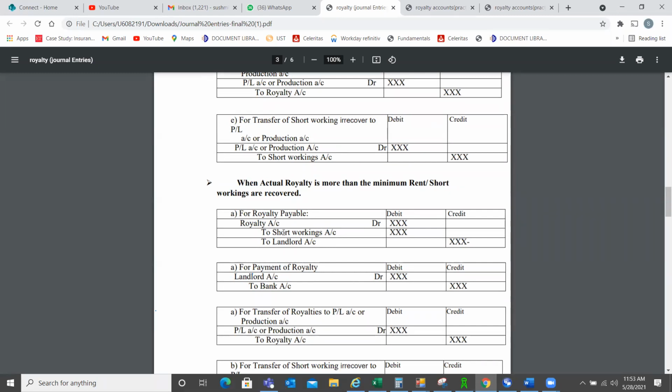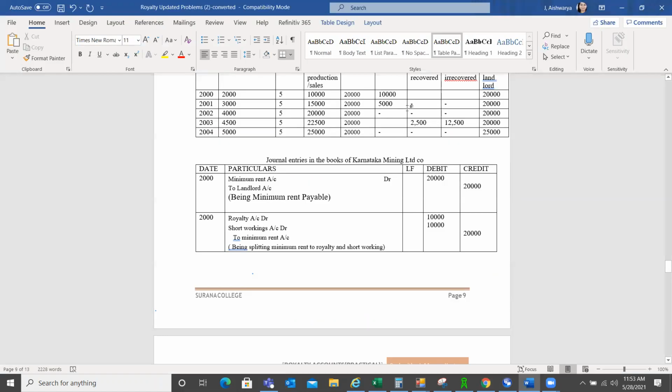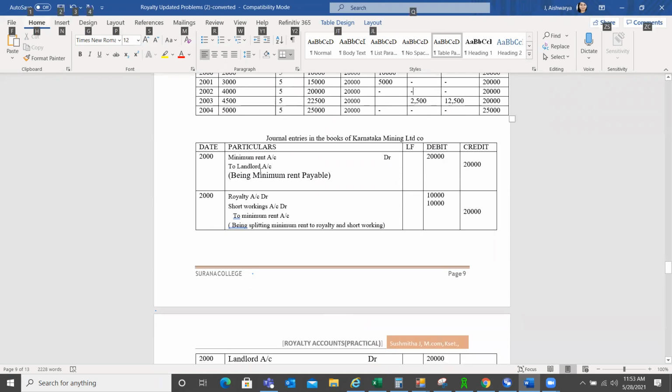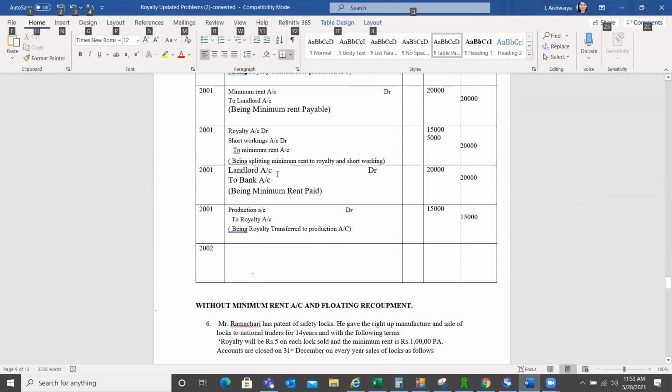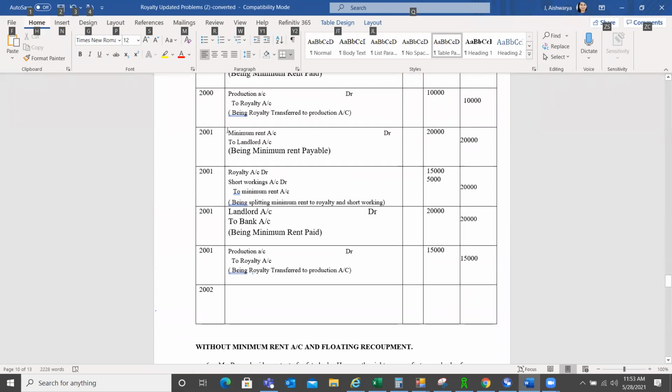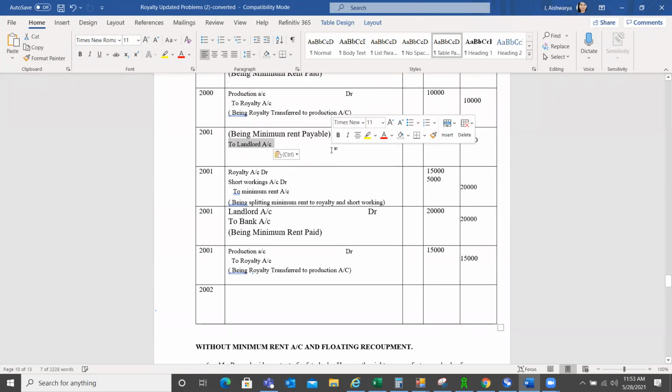If it is recovered, you have to take it as credit. But as the short workings are not recovered, as we have not recovered any short workings in the third year, we have to write it as what? Minimum rent account debit to landlord account. Same thing, you just write it. Same thing. Okay. Once again.